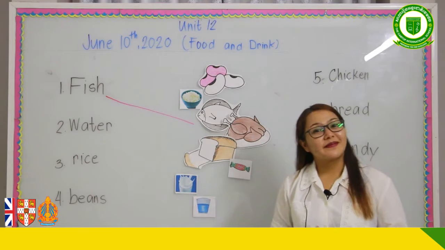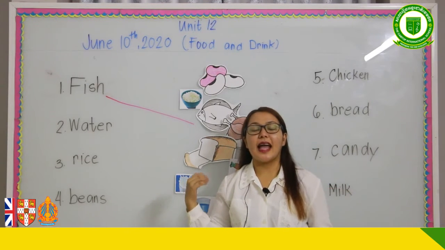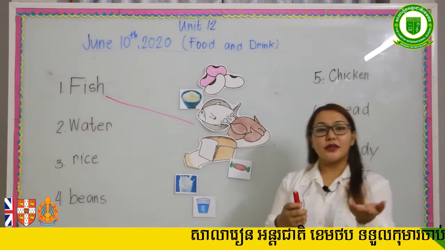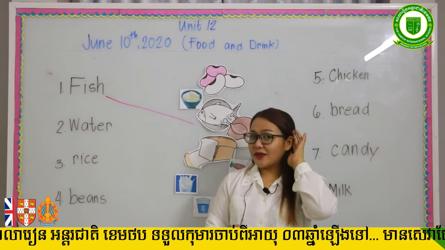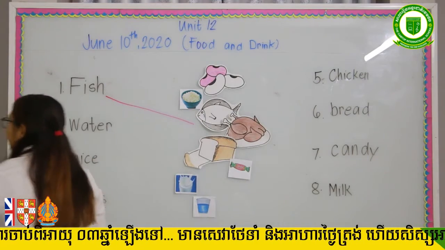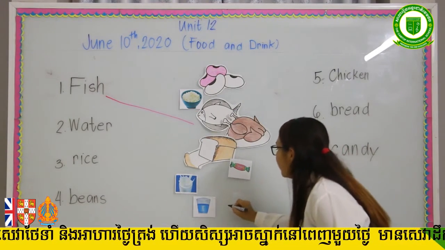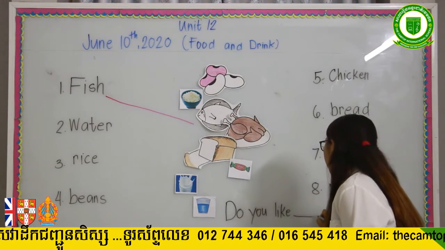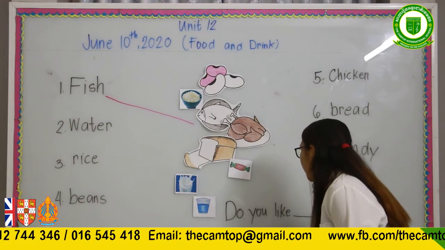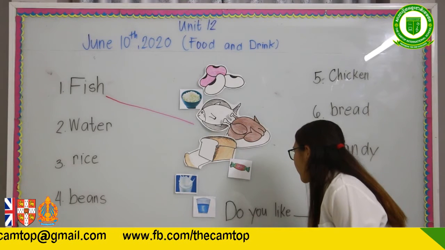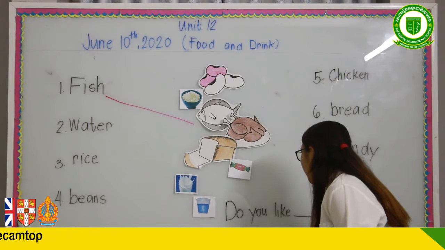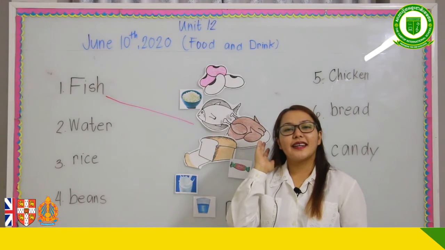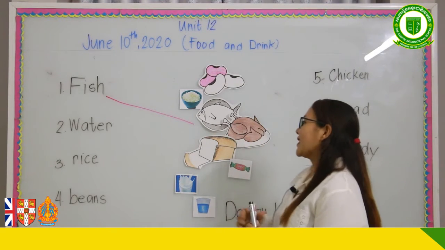Do you like fish? Okay, so while doing this activity, I'll ask you the question, do you like? And then you can just simply answer, okay, as we go on with our practice. Again, do you like fish? Yes, I do. No, I don't. Okay, if you need help, I can still write the question here. Do you like? Yes, I do. And no, I don't. Okay, so again, do you like fish? Yes, no, I don't.